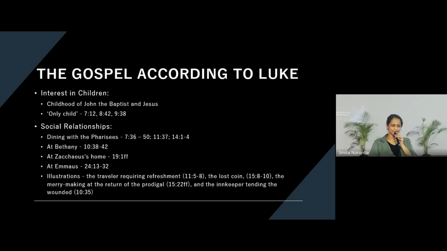Thank you. So we see here Jesus dining at his disciples' homes, right? So Luke is very interested in these relationships that Jesus had, how he is engaging with people in their homes. We see with Zacchaeus, he goes to Zacchaeus's home. We see the story of him going to the disciples on the road to Emmaus when they invite him to their house. He goes with them and breaks bread with them. We see other illustrations.